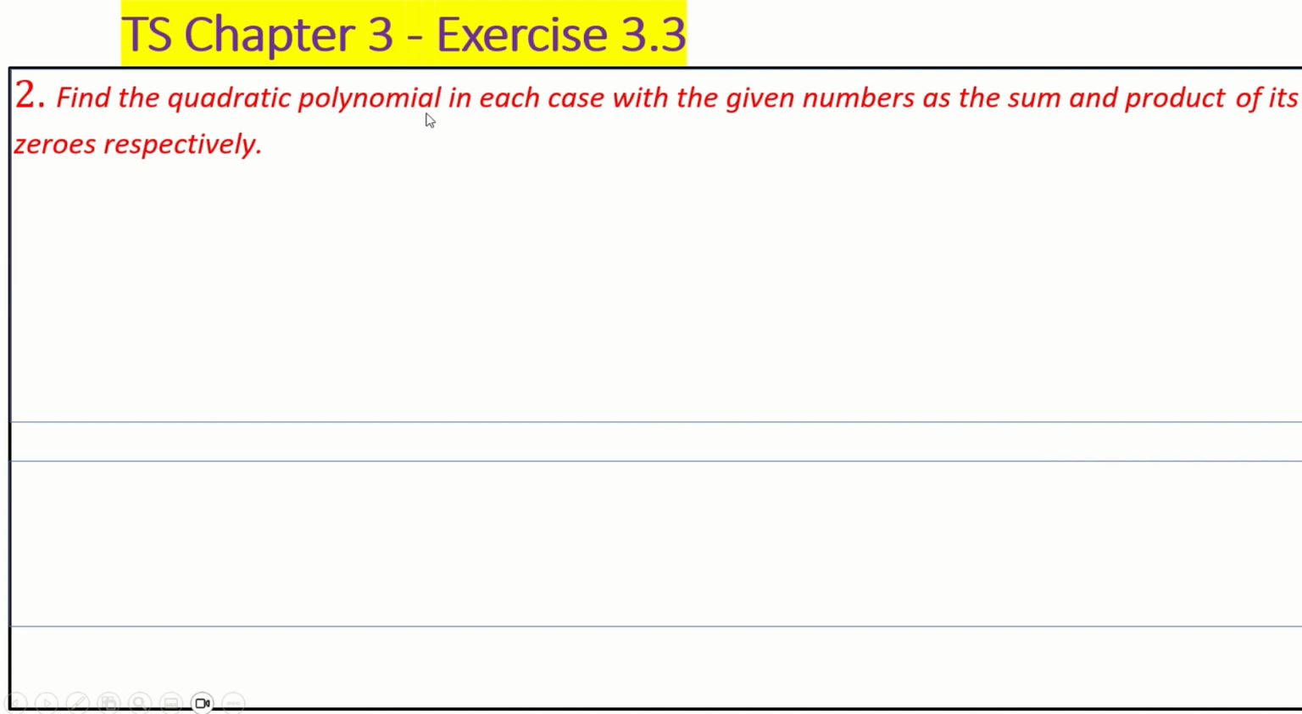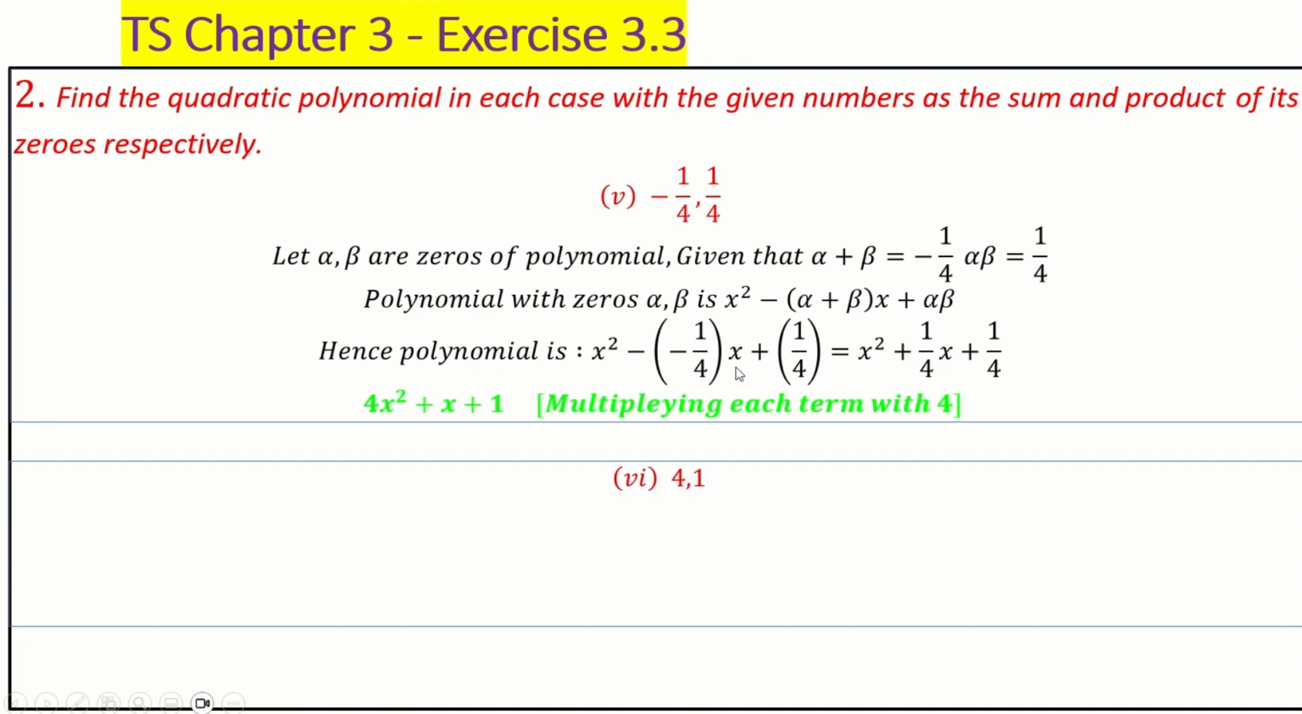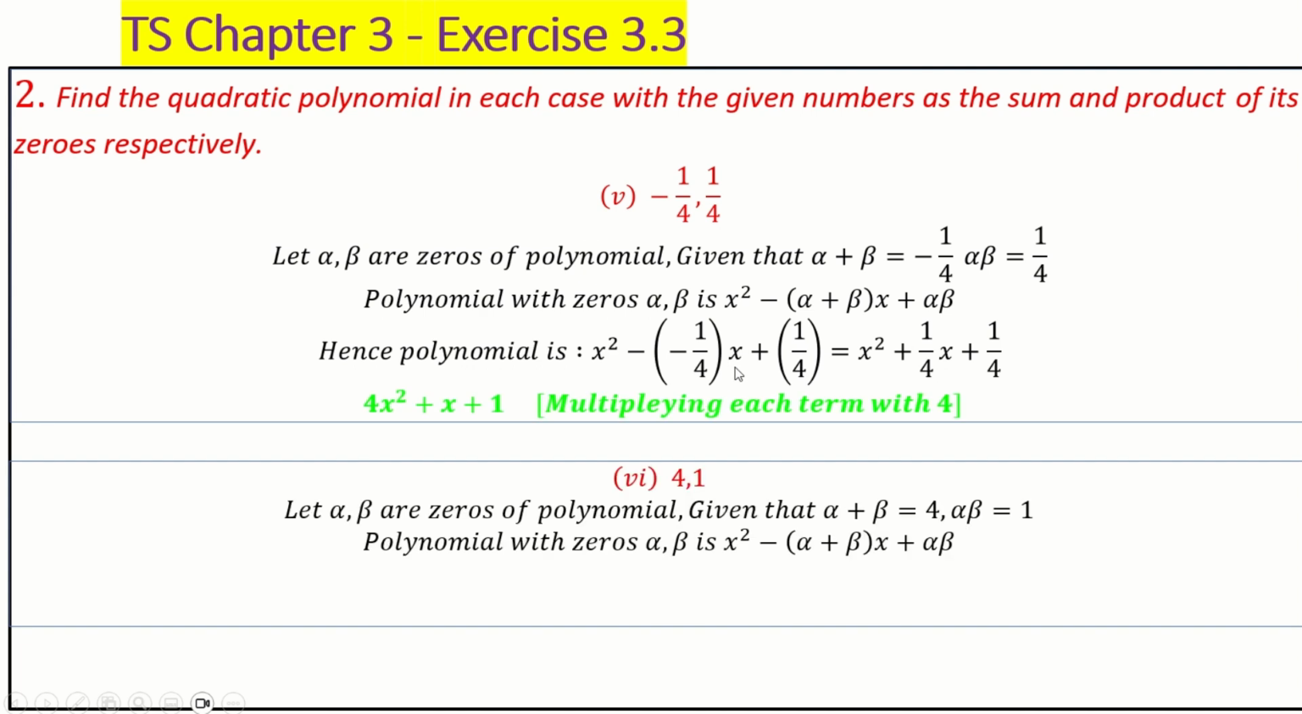Okay, find the quadratic polynomial in each case with the given numbers as the sum and product of its zeros, which is the same. Okay, so minus 1 by 4 and 1 by 4: alpha plus beta is minus 1 by 4, alpha beta is 1 by 4. So you will do it again the same way. Template is already there, 4 comma 1, same.